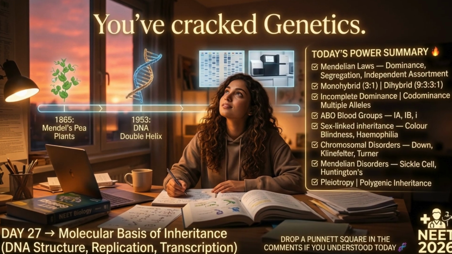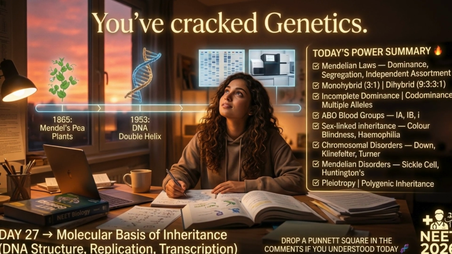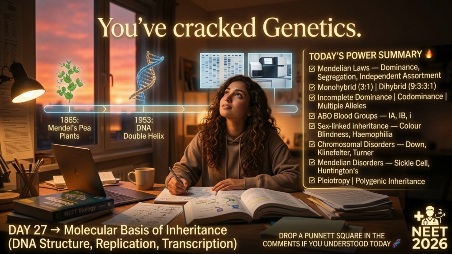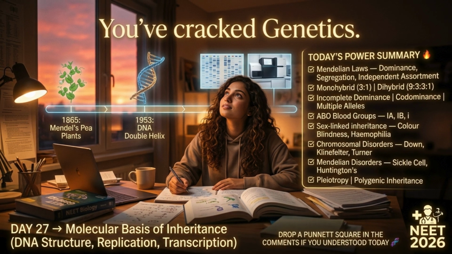Let's lock in today's wins. You now understand Mendel's 3 laws: dominance, segregation, and independent assortment. You can solve monohybrid and dihybrid crosses with confidence. You know the exceptions: incomplete dominance with its 1-to-2-to-1 ratio, codominance in blood groups, and the 3-allele ABO system. You understand sex-linked inheritance, can read pedigree charts, and know the difference between chromosomal and Mendelian disorders. This is NEET-level mastery.